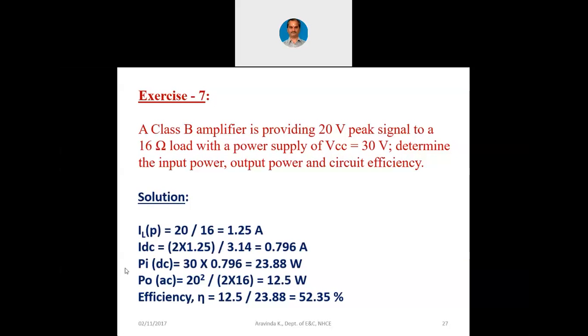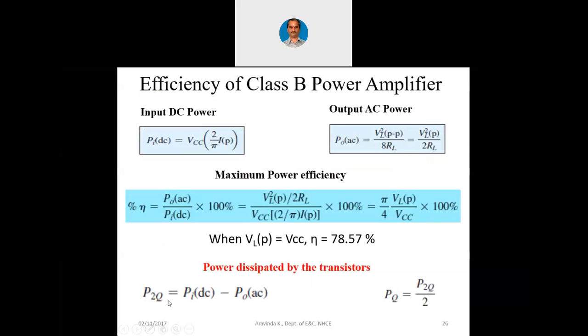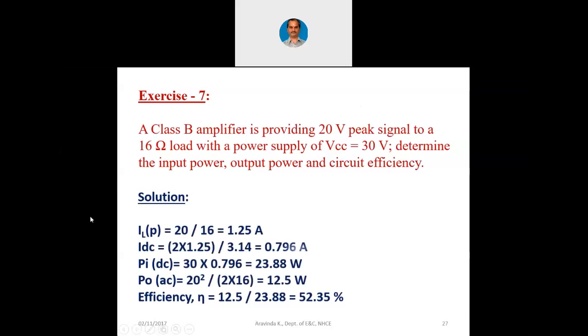Similarly, you can calculate PIDC minus P0 AC, and that is going to be P2Q. DC power minus AC power is going to be P2Q. Half of it is the power dissipated by each transistor. Even though it is not asked here, 23.88 minus 12.5 divided by 2 is going to be the power dissipated by each transistor. So this is how we can calculate the efficiency of class B power amplifier. You will have to remember all these formulae. You will have to work them out and remember, that is the only way to remember safely.